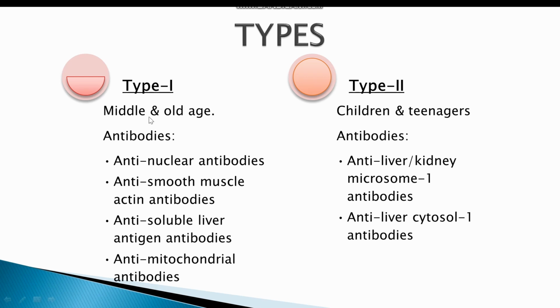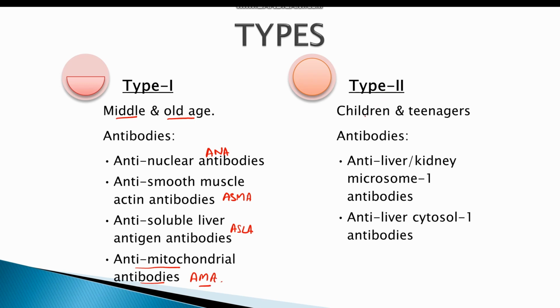So on the basis of the types of the antibodies, the disease is further subdivided into two types. Type 1 autoimmune hepatitis is more common in middle and old age individuals. And the antibodies present in the serum in type 1 autoimmune hepatitis include anti-nuclear antibodies, anti-smooth muscle actin antibodies, anti-soluble liver antigen antibodies, and in some cases anti-mitochondrial antibodies might also be present.